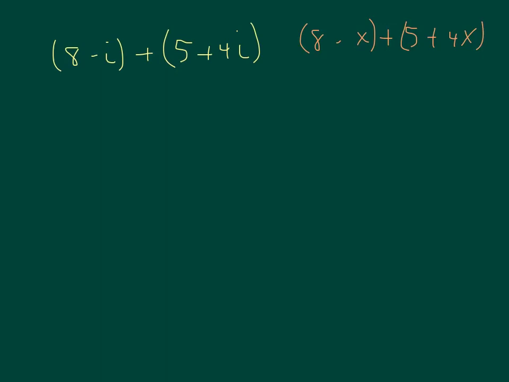Next, what happens if we need to add complex numbers? Well, if you look to the right side over here, this is very similar to over on the left side. So we'll sort of divide them up and work them in parallel. Well, what could I do here? I would add the 8 and the 5, right?